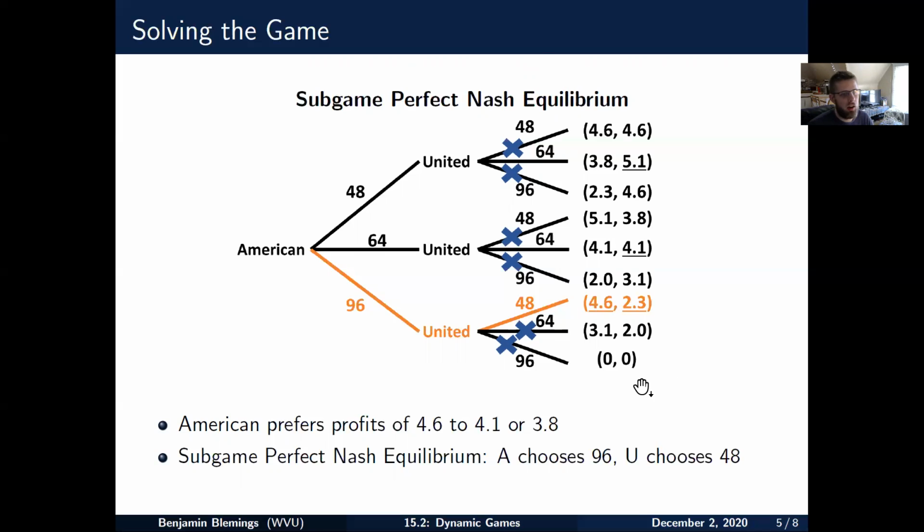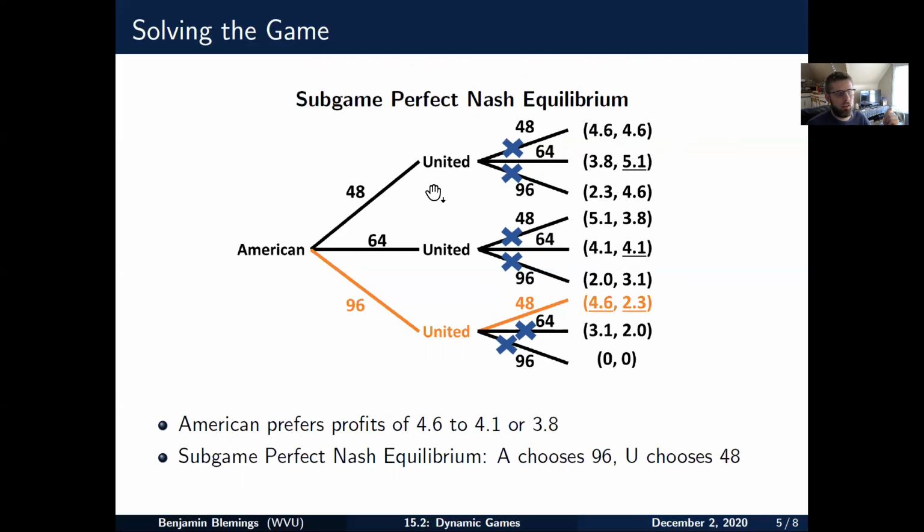I just want to say that in this game, we have 2 players and 3 actions each, so we have 9 total potential outcomes. There's nothing stopping us from adding additional players or adding additional stages. So maybe American chooses again, or a third airline chooses. Another thing we could do is add additional options. So we could have 48, 64, 96, 200.